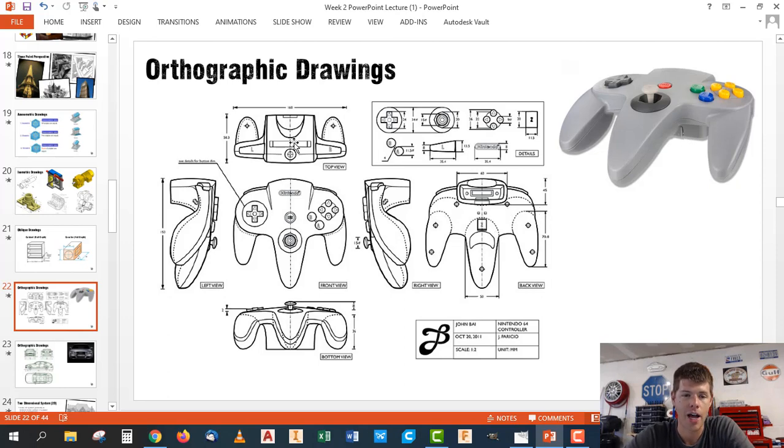Same thing with the top and bottom views. In the top view, you can see, hey, there are some more buttons up here, and here's where the cord connects. And I can see those holes down there for those plastic screws that go in there. So by putting these views together, we can completely describe this object a little bit better to somebody that may not know anything about it.